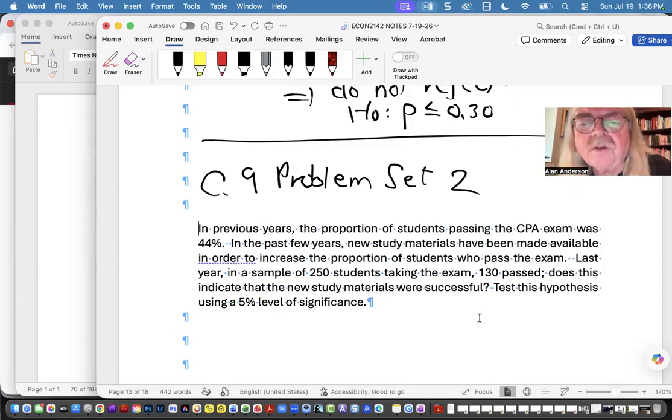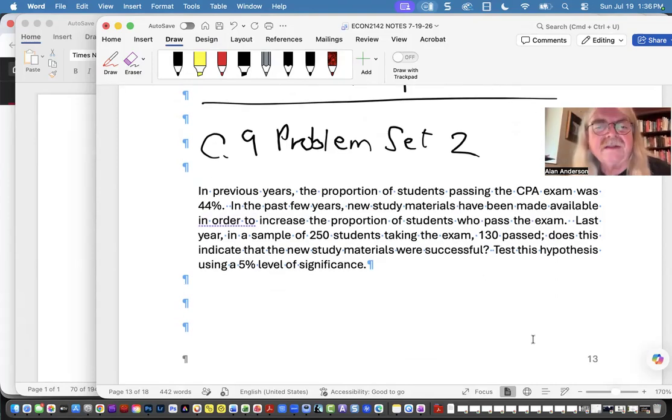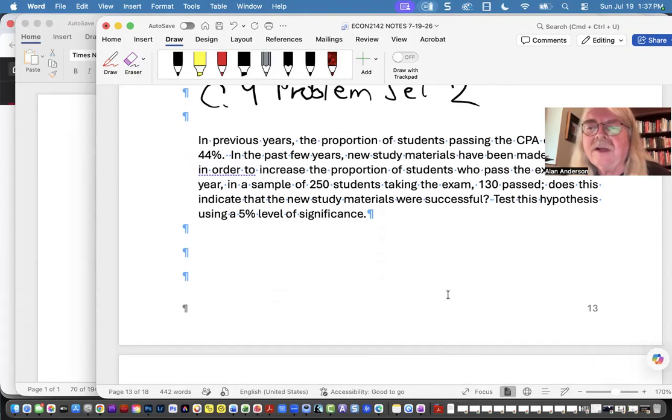In previous years, the proportion of students passing the CPA exam was 44%. In the past few years, new study materials have been made available in order to increase the proportion of students who pass the exam. Last year, we had a sample of 250 students taking the exam, of which 130 passed. Does this indicate that the new study materials were successful, meaning that the proportion has gone up? All right. So, in other words, it's kind of a roundabout way of saying, let's test the hypothesis that the new proportion is more than 44%. Now, we need hard evidence of this before we start going around making claims.